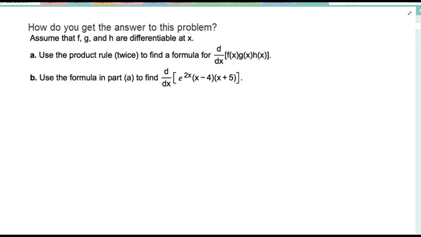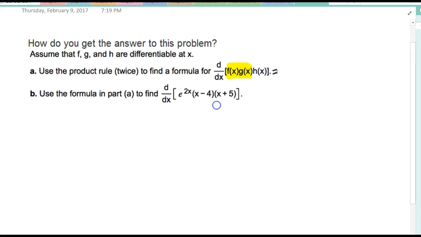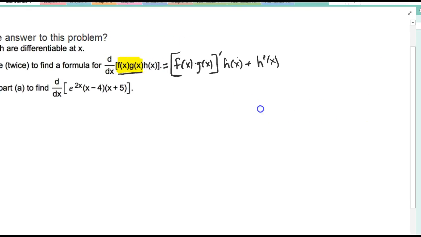On this problem, you can use the product rule twice. So what you can do the first time is treat f times g of x as one function. So when you differentiate this, you take the derivative of the first function, so that'd be f of x times g of x, hold the second function, so h of x, plus the derivative of the second function, hold the first function.